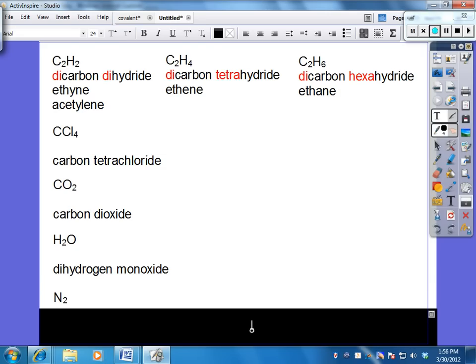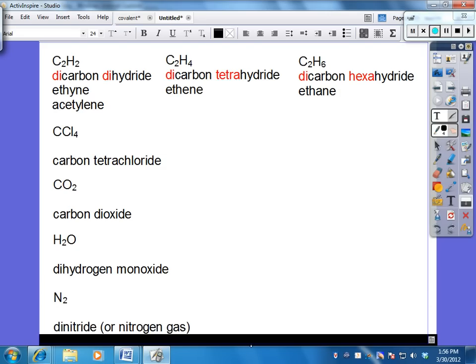And then finally, N2 is dinitride, or nitrogen gas. And you may remember O2 was oxygen gas. When you have one element bonded directly to itself, that's what we usually call that gas. So Cl2 is chlorine gas, F2 is fluorine gas, O2 is oxygen gas, H2 is hydrogen gas. So that's kind of a little system for you.